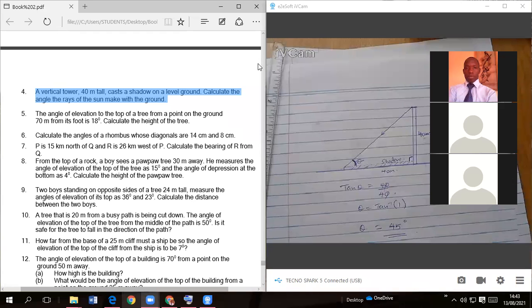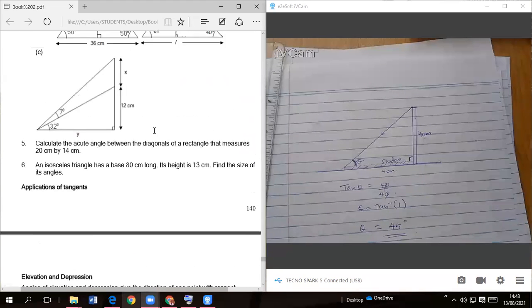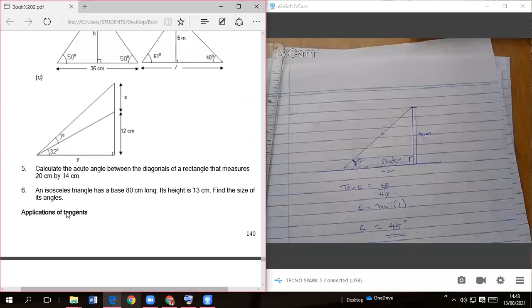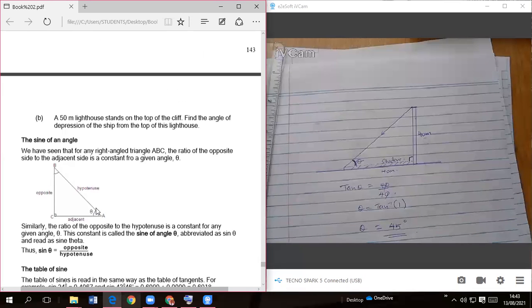Any other question? Yes, Esther. She was asking why we only use tan instead of cos or sin. We are using tan because in the chapter that we are looking at, we are still looking at tangents. Are we together? Afterwards, we are going to look at cosine and sine. Is it okay?